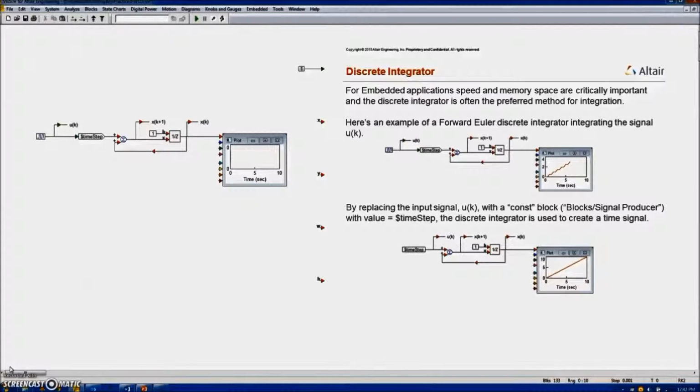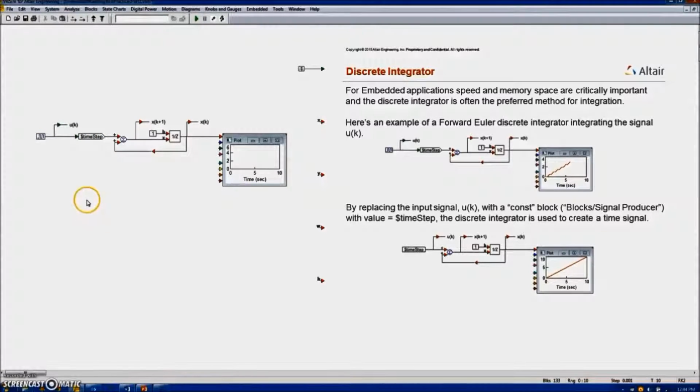For embedded applications, speed and memory space are critically important, and the discrete integrator is often the preferred method for integration. Here's an example of a forward Euler discrete integrator using the unit delay function. The unit delay is triggered with a 1 on the Boolean input, meaning that it updates every iteration of the simulation. $time step is a gain that's pre-multiplying the input signal.